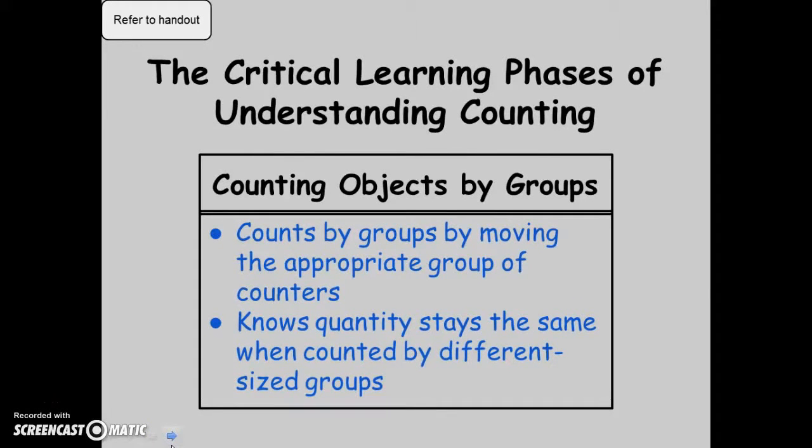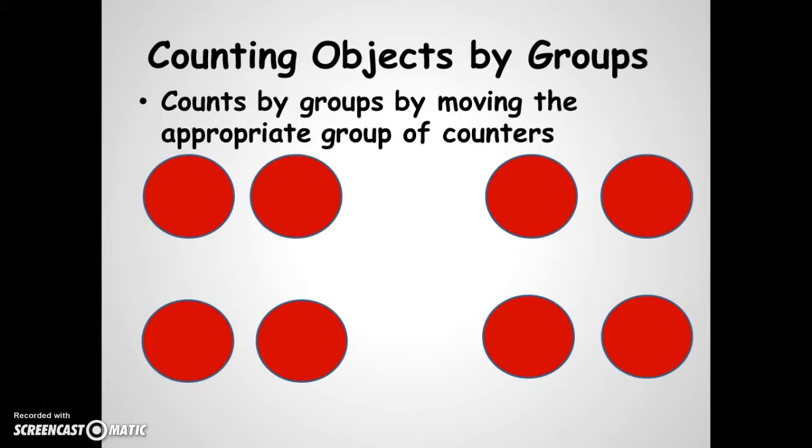Our next critical learning phase is counting objects by groups. Children are often asked to orally count groups using a sequence like 2, 4, 6, 8, 10, without using manipulatives. Doing this often leads to misconceptions.